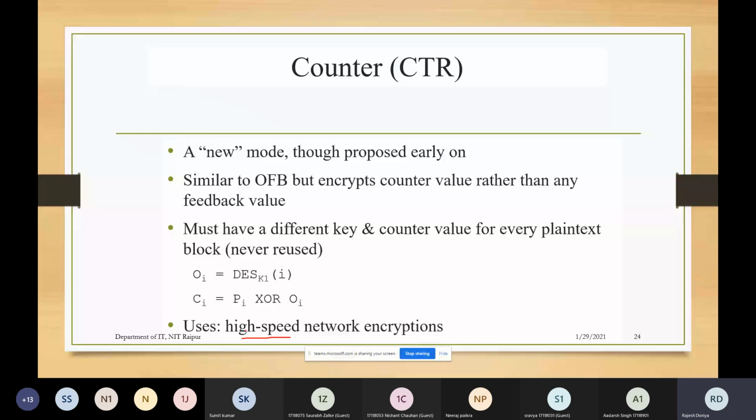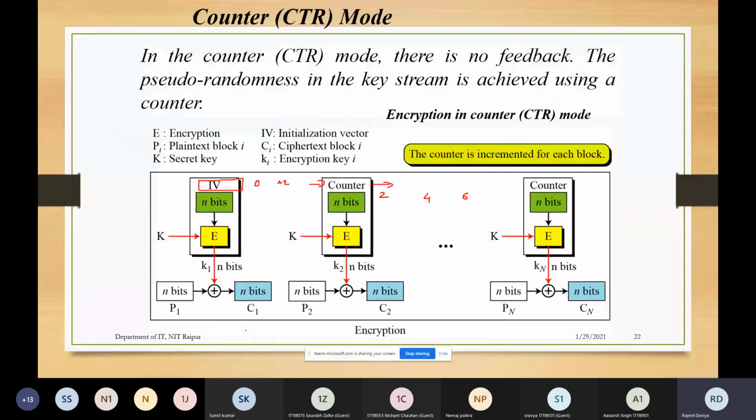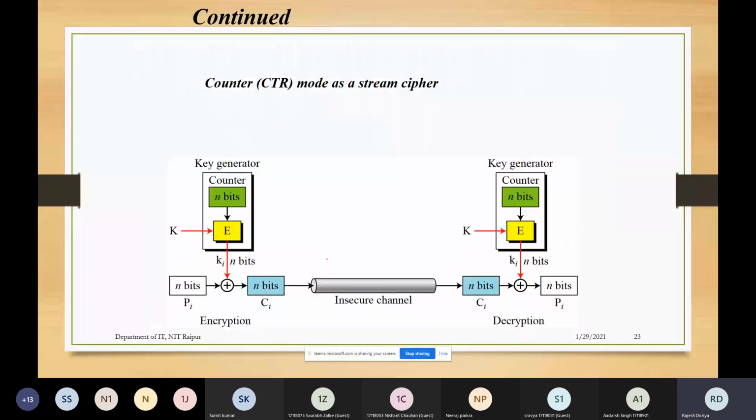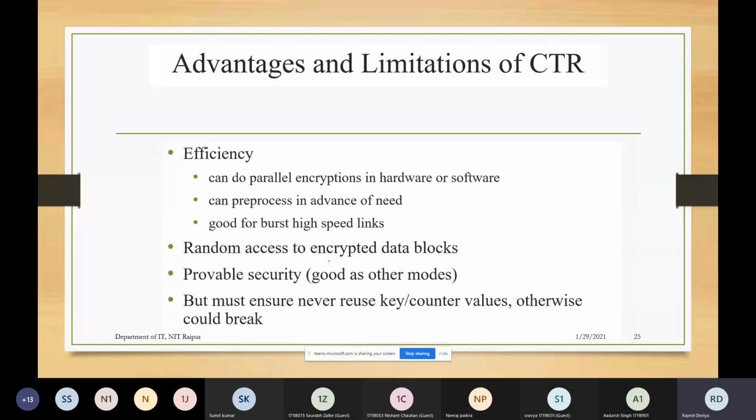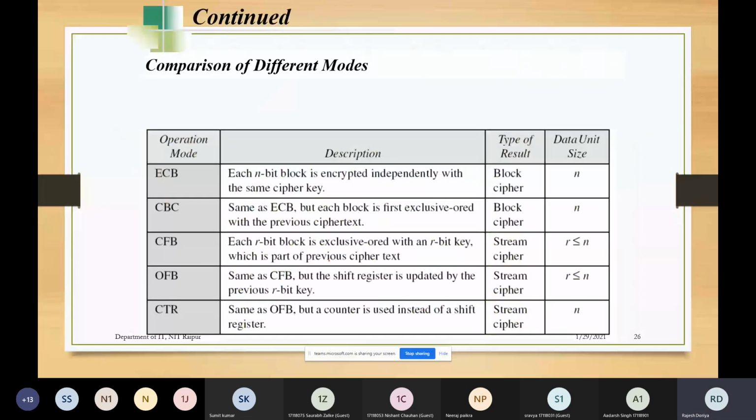Apart from that, it is not going to be affected by any error propagation because all the blocks are independent, right? So no error propagation will be there. So this is all about these modes of operations. Any doubt? Any problem, students?